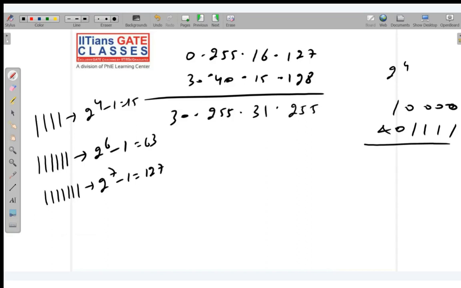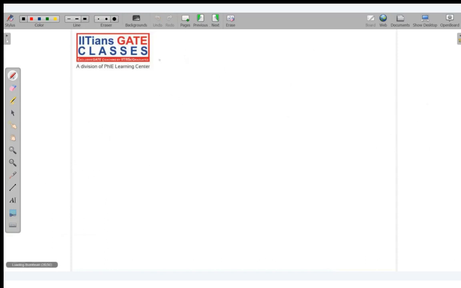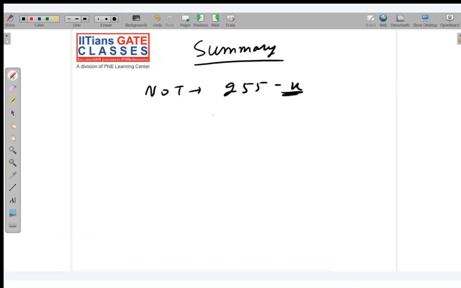So finally, I will write the summary. Take snapshot. I will jump to the next slide, and I will write the summary of this. So final summary. For NOT operation, what you have to do? 255 minus x. That's it. Just subtract it from 255.